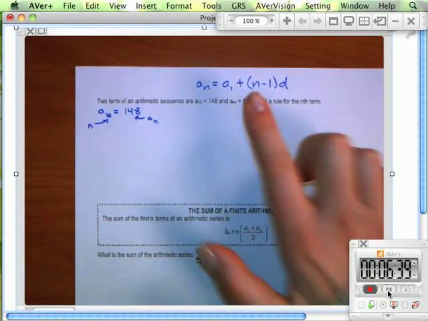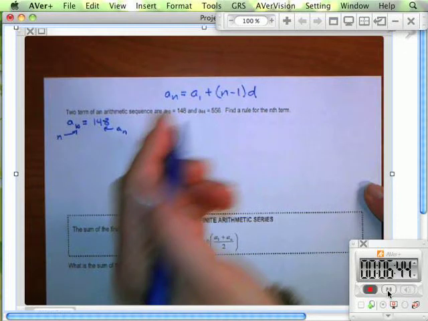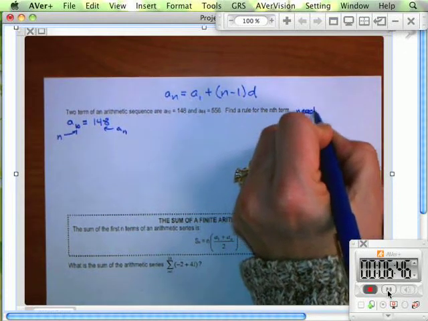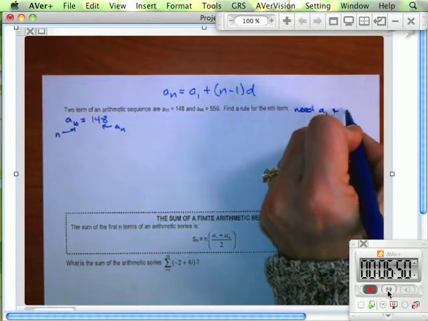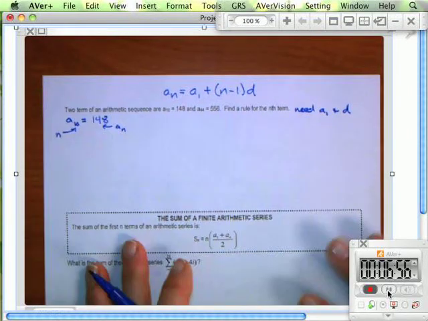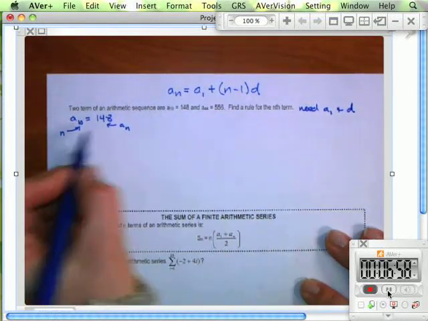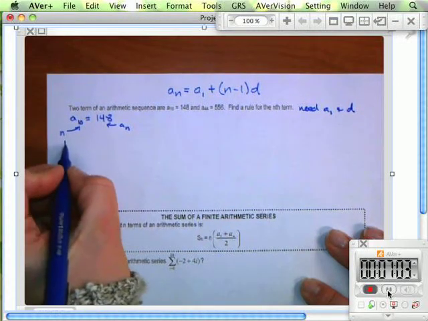Now, let me back up a little bit. To write this rule, you need A of 1, you need to know the first term, and you need to know D. And we don't know either of those things right now. So we got to work to find those. Okay? So I'm going to plug in what I do know for this first thing right here. I know that A of n is 148.